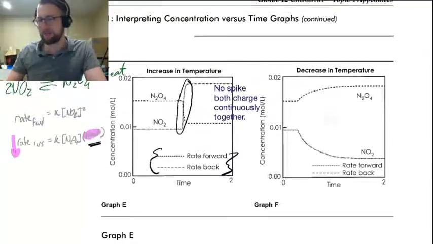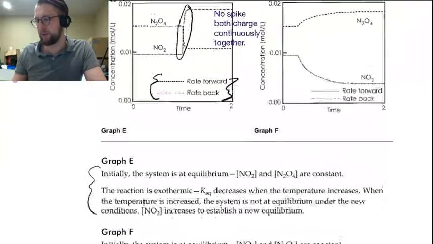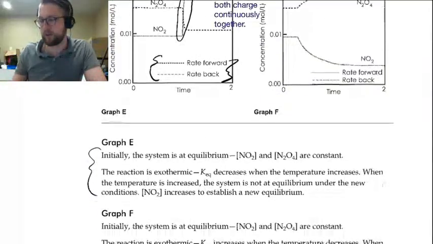Don't worry about it. Okay, so you have the descriptions down here. Initially the system on the left here is at equilibrium. The N2 and NO2 and the N2O4 are constant. The reaction is exothermic. The K decreases when the temperature increases, and when the temperature is increased, the system is not at equilibrium under the new conditions. NO2 increases to establish the new equilibrium.